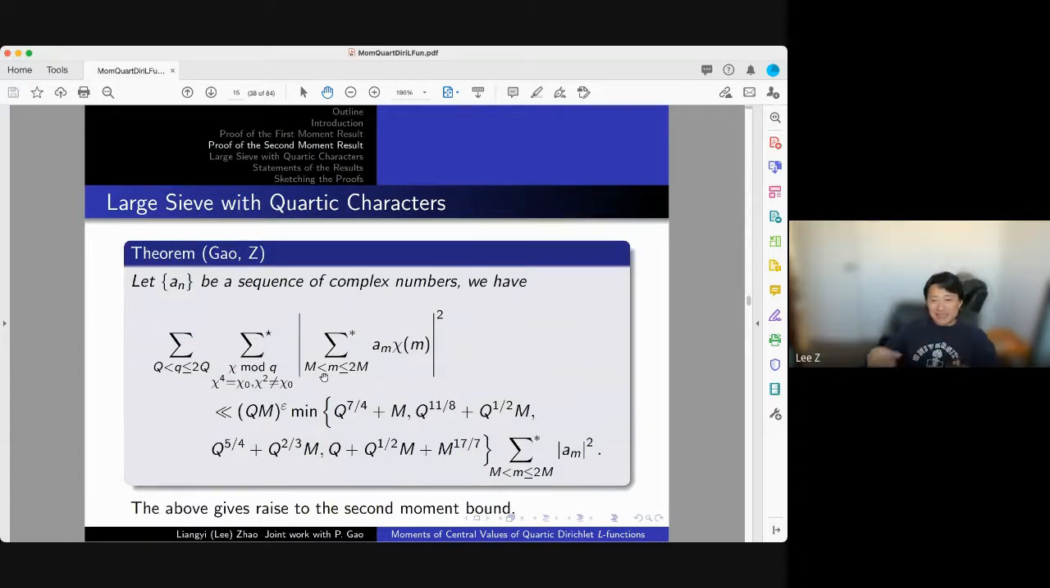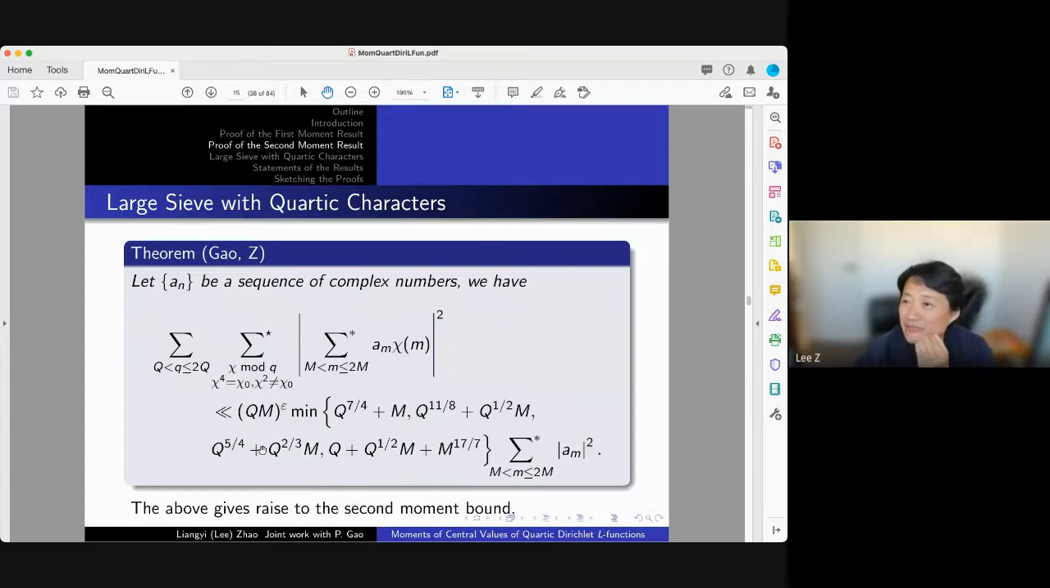So then you just apply this bound here and figure out which one of these things in the minimum is the best for the ranges that we're working with. It turns out that this term, Q to the 5/4 plus Q to the 2/3 times m, is the best term, and that's the smallest thing in the minimum. So you just apply this bound to the sum on the previous slide. Then you end up with the bound for the second moment.